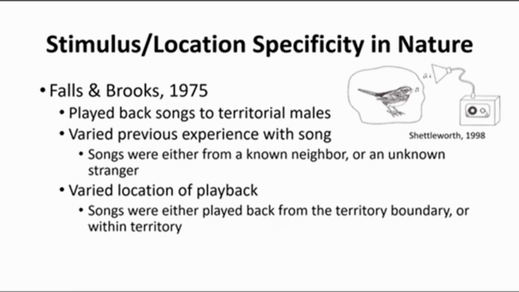So that individual recognition allows you to identify familiar birds and maybe ignore them or habituate to them because they're not a threat. So you can kind of see where this is going. For this experiment, they would vary previous experience with songs. They found songs that were either from a known neighbor, so Frank's songs, or an unknown stranger, new bird Bob, who's coming in from somewhere else.